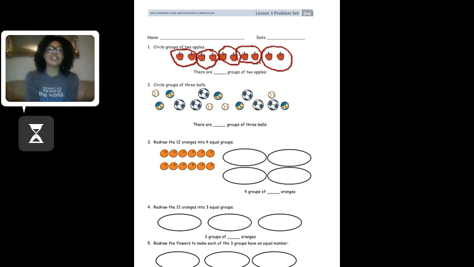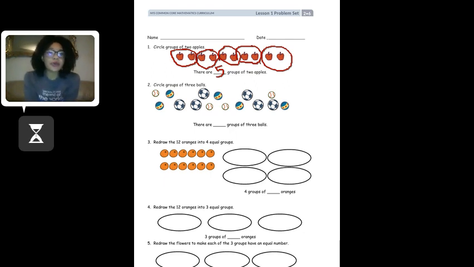So now let's finish and record our answer. At the bottom it says there are blank groups of 2 apples. So I'm going to write there are 5 groups. So I'm going to write 5 down. 5 groups of 2 apples. And that's what all you guys should have as well. Now we're going to go on and we're going to do number 2 together. All right, good job, good job.